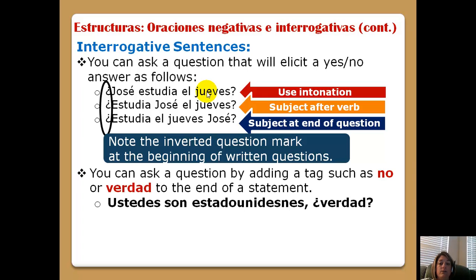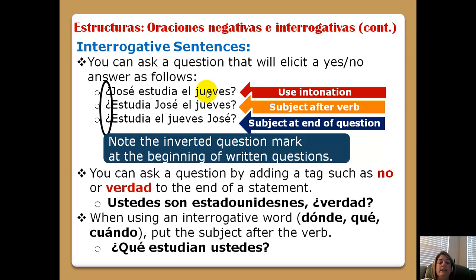You can ask a question by adding a tag, such as no or verdad, right, to the end of a statement. So, ustedes son estadounidenses, ¿verdad? Y'all are United Statesians, or from the United States, right? So you make the statement, then you say right or no.